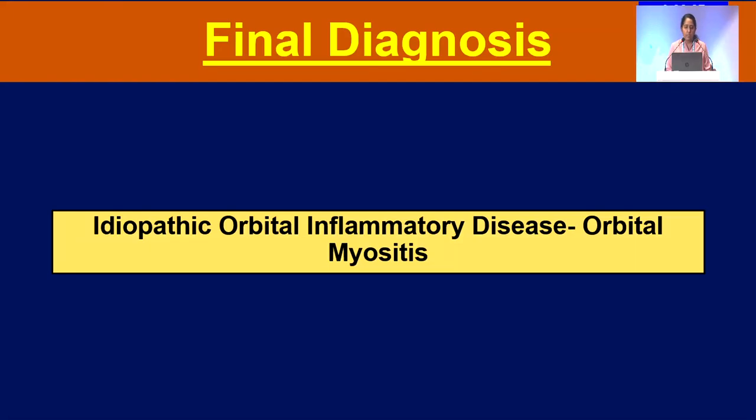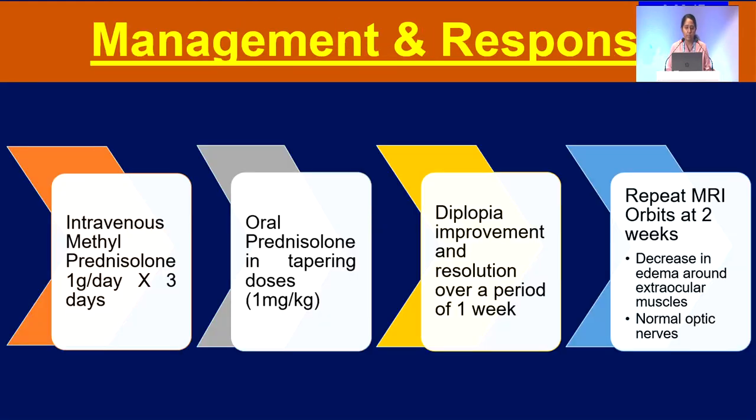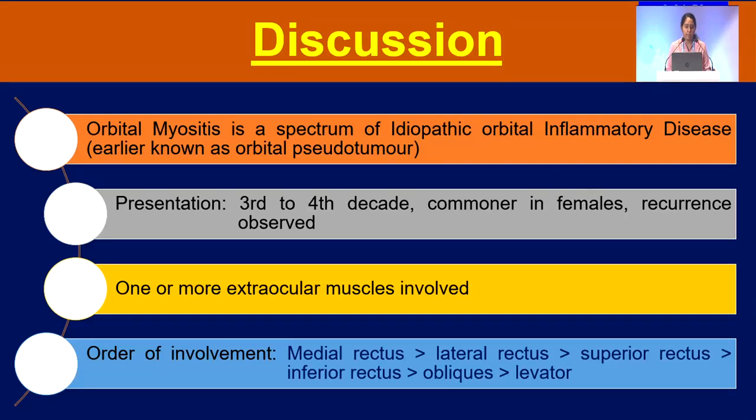So a provisional diagnosis of idiopathic orbital inflammatory disease was made since all investigations were negative and presenting as orbital myositis. Since the superior rectus was bulky and impinging on the optic nerve, he was given a course of IV methylprednisolone for 3 days, followed by oral prednisolone in tapering doses. He showed a rapid response and there was improvement in diplopia and resolution over a period of 1 week. Repeat MRI at 2 weeks showed a decrease in edema around the extraocular muscles and normal optic nerves.